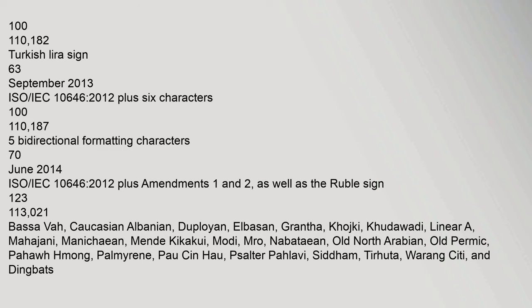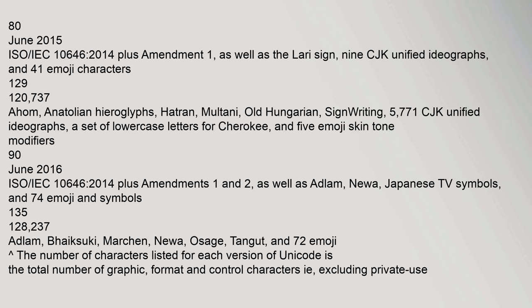123, 113021, Bassa Vah, Caucasian Albanian, Duployan, Elbasan, Grantha, Khojki, Khudawadi, Linear A, Mahajani, Manichaean, Mende Kikakui, Modi, Mro, Nabataean, Old North Arabian, Old Permic, Pahawh Hmong, Palmyrene, Pau Cin Hau, Psalter Pahlavi, Siddham, Tirhuta, Warang Citi, and Dingbats. 80, June 2015, ISO/IEC 10646-2014 plus Amendment 1, as well as the Lari sign, 9 CJK unified ideographs, and 41 emoji characters.